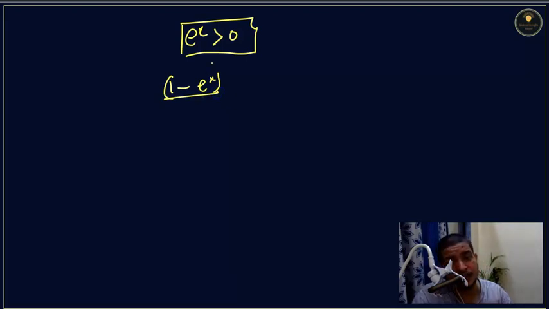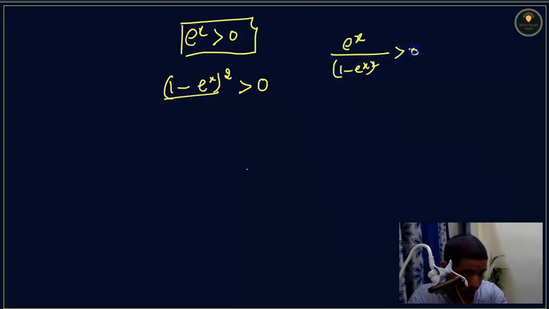If I am taking a value of x in the negative sense, then we can say this value will become positive, because e is approximately 2.73, and if I take it in the form of a fraction, this value will become positive, and if I am taking x greater than 0, this value will become negative. But here the important thing is that it is given as a square, which means that this value will always be positive, which means that I can write e to the power x over 1 minus e to the power x to the whole square, which is always greater than 0.